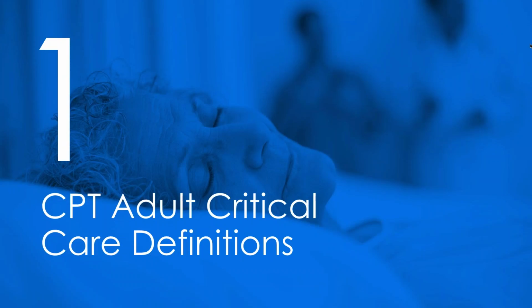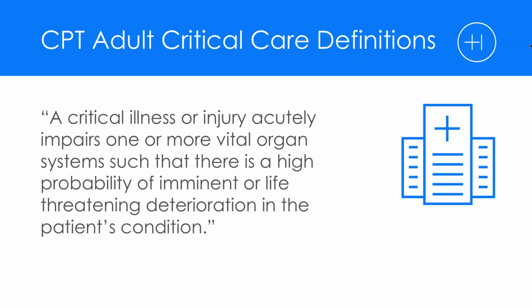And so the first thing we want to talk about is just what we see in the CPT guidelines as it relates to the definitions for critical care. We're going to be talking about adult critical care, not pediatric critical care, by the way. And so from the CPT guidelines, we have this information that you see here, that a critical care service is something related to an illness or injury, in which it's a critical illness or injury, that impairs one or more vital organ systems, and it does so in such a way that there is a high probability from the physician's perspective of an imminent or life-threatening deterioration in the patient's condition.